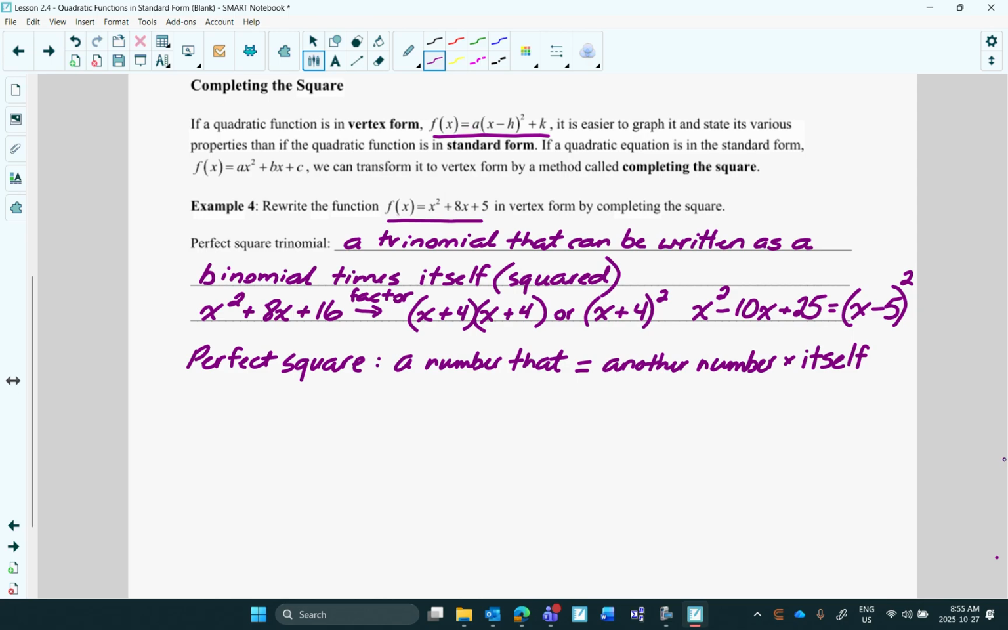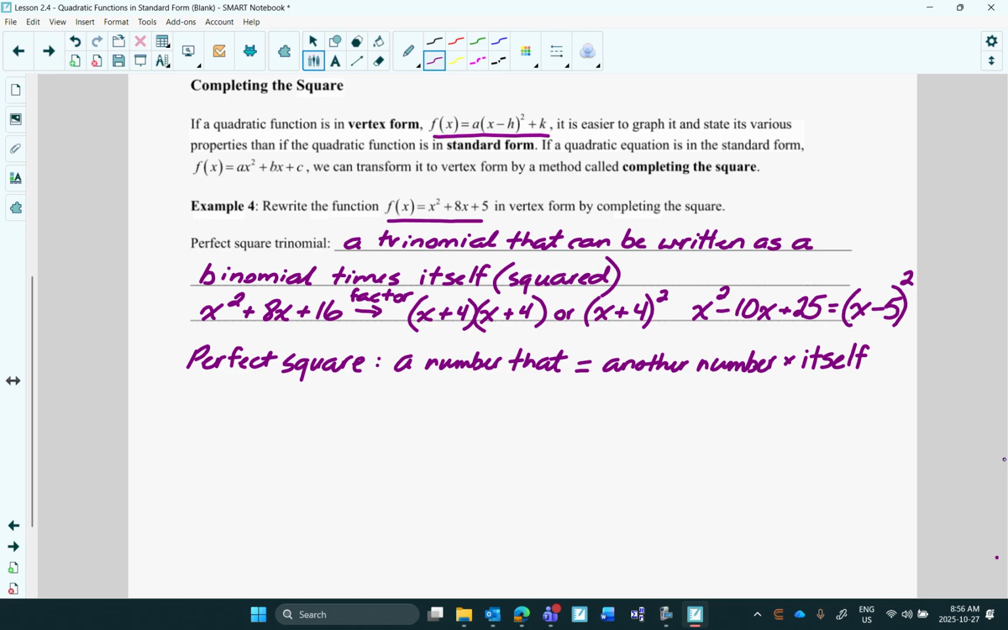8 is, how can I get 8 using 4s? Yeah, 8x, that's 4 and 4. Minus 10x is minus 5 and minus 5. So whatever perfect square trinomial I give you, when we factor it, this number will always be half of this. Always.